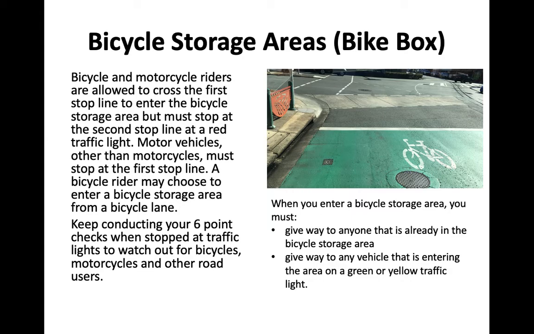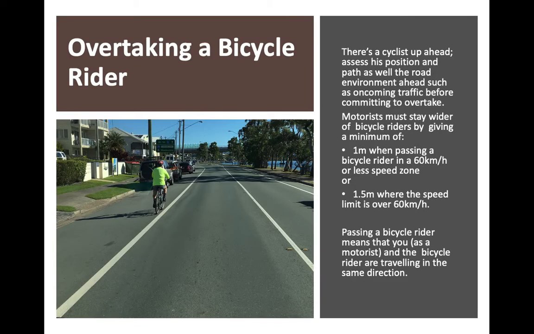A bicycle rider may choose to enter the bicycle storage area from a bicycle lane. Keep conducting your 6-point checks when stopped at traffic lights to watch out for bicycles, motorcycles, and other road users. When you enter a bicycle storage area, you must give way to anyone that is already in the bicycle storage area, give way to any vehicle that is entering the area on a green or yellow traffic light.